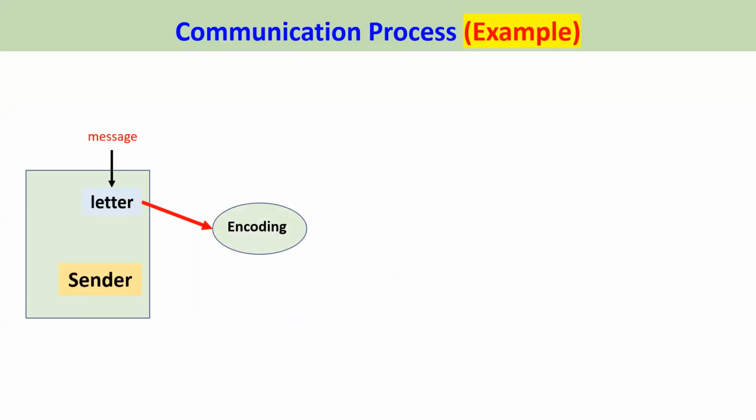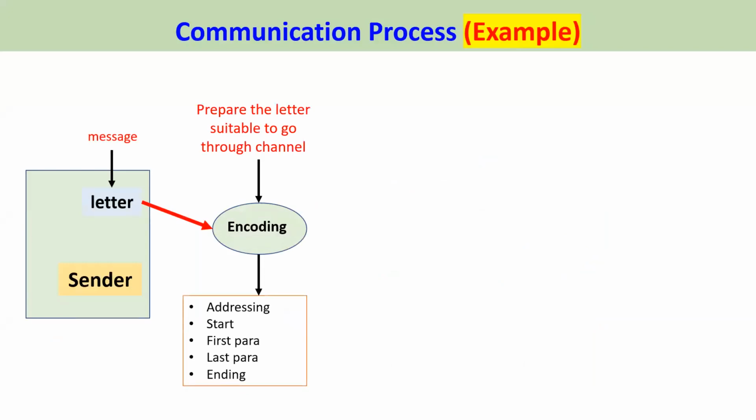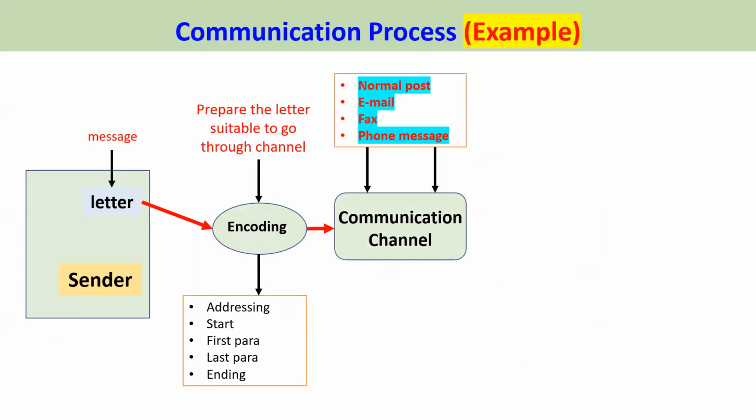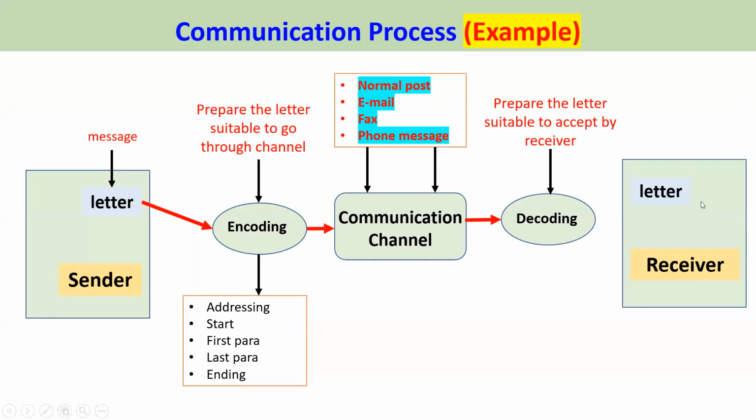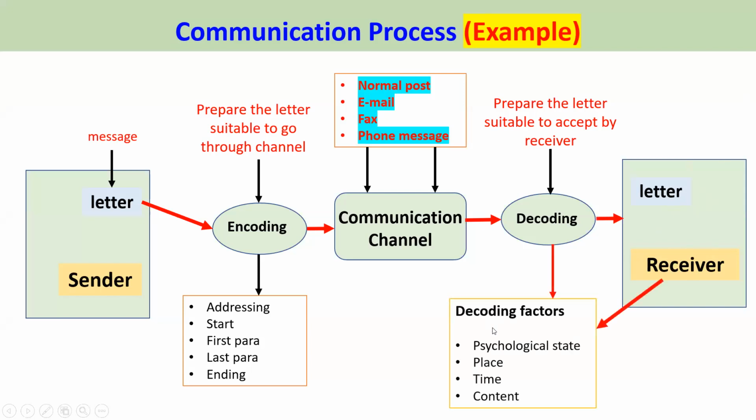Letter made as a message, then encoding, prepare the letter suitable, go through the channel, then factors to consider when encoding, then go through the channel. Channel may be normal post, email, fax, or phone message. Then decoding. Decoding means the letter should be prepared to be understood by the receiver. Right? Before getting the letter to the receiver, it should be decoded. The factors to consider when decoding, you can see below.